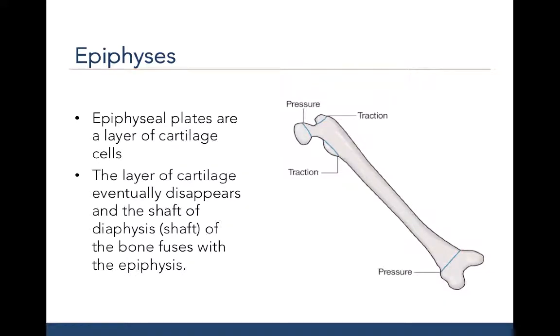As we mentioned in the last slide, the epiphyseal plates are a layer of cartilage cells which eventually disappear, allowing the diaphysis to fuse with the epiphysis.